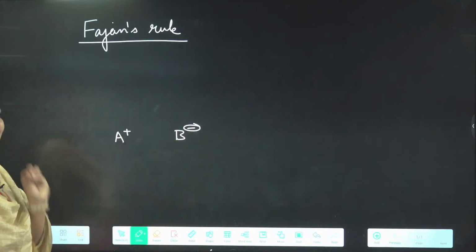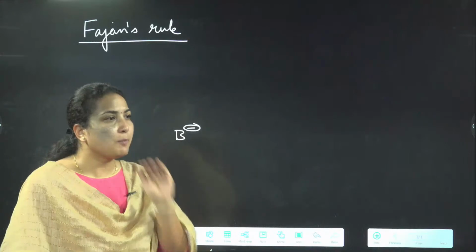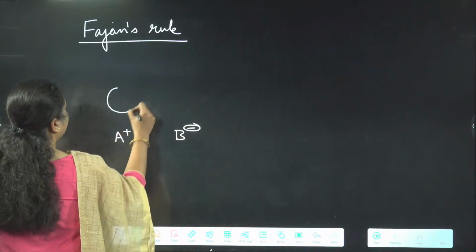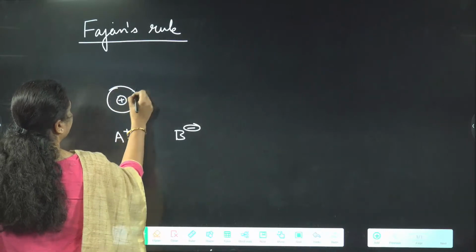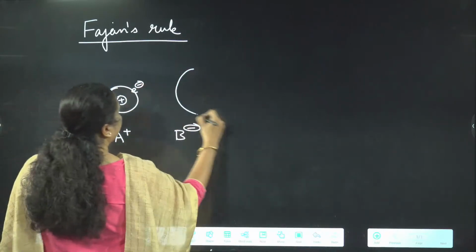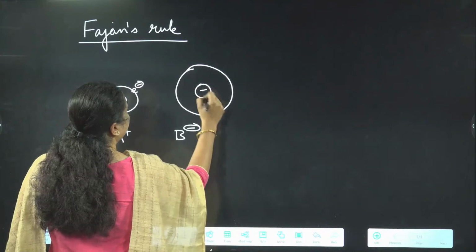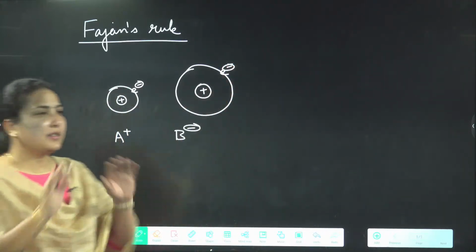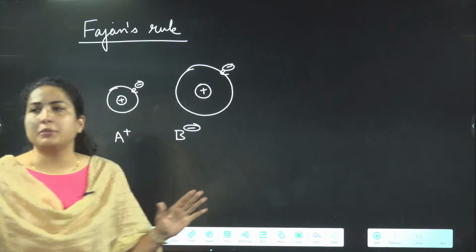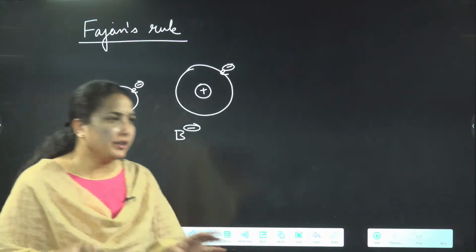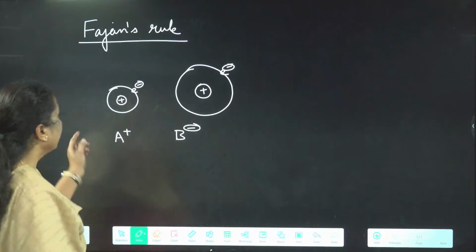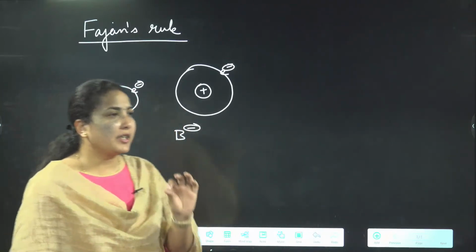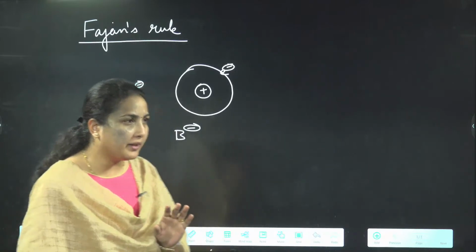Now, the cation in general is smaller than the anion. So let us say I am putting a smaller sized cation here and a relatively bigger size anion, right? Till the time they are very, very far away from each other, there is no problem. There is no interaction among them. But the moment they try to approach each other, certain interactions start developing between them.